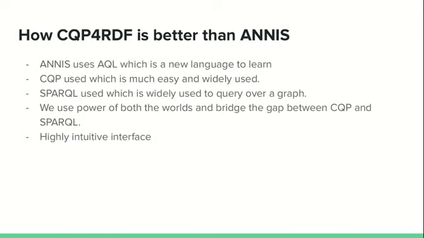How is our tool basically better than ANNIS? First of all, we use CQP, which is already quite acceptable among linguists to query over the corpus, whereas AQL is a completely new language to learn. Also, we have a query generator GUI which is quite easy to understand and can be easily used by non-technical users in order to get the results. Also, as CQP and SPARQL are both the best of their worlds, CQP for RDF bridges the gap between them, taking the best thing of both worlds.